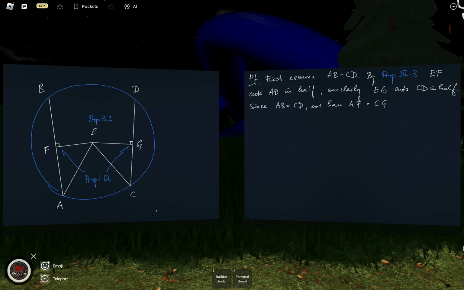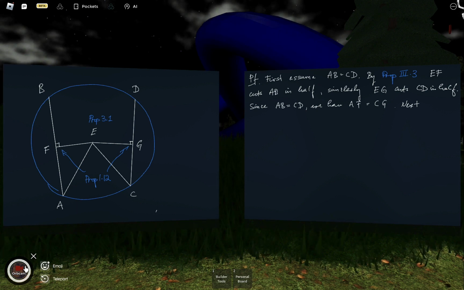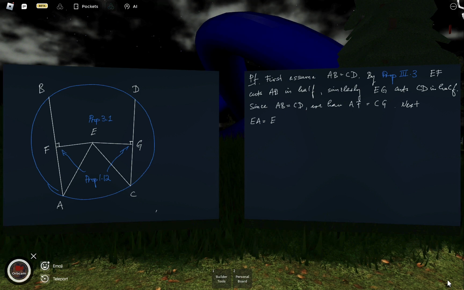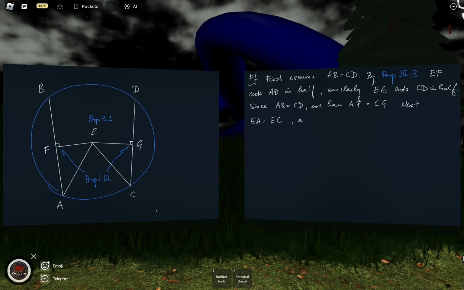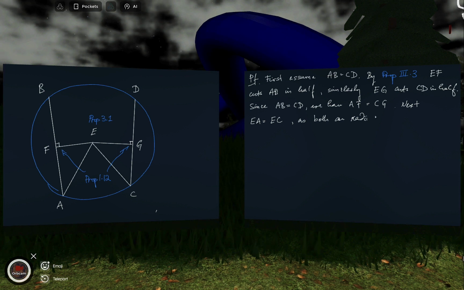Okay, so next, we're looking at those triangles, right? You can already kind of see where we're going. We've got the triangles EFA and EGC, the only two triangles on the diagram, and we're just going to apply Pythagoras' theorem on these triangles. And of course, we have to show that some of these corresponding edges are equal. So next, EA is equal to EC because E is the center, A and C are on the circumference, and these are both radii of the same circle.